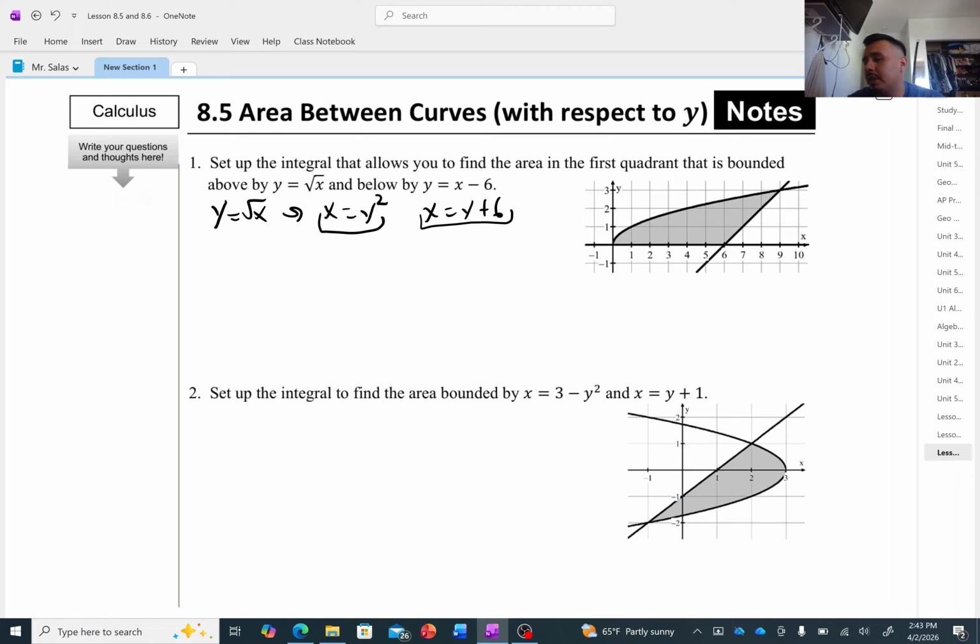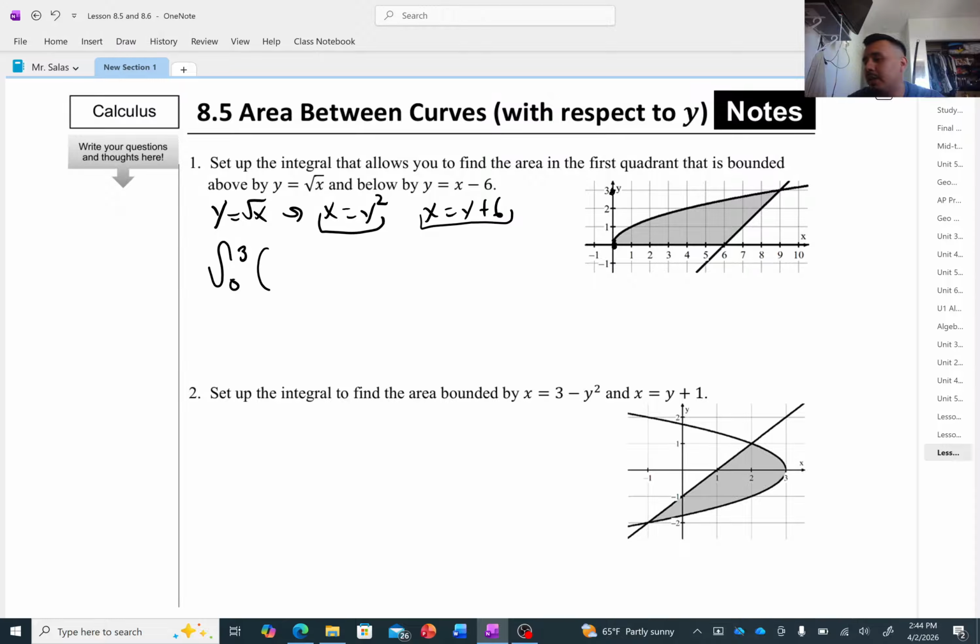Now, in the previous lesson, I would bound my integral from 0 to 6. I had to break it up into two parts, remember? From 0 to 6, and now from 6 to 9. This one, my lowest y value is 0. The highest y value is 3. So my integral is going to be bounded from 0 to 3.